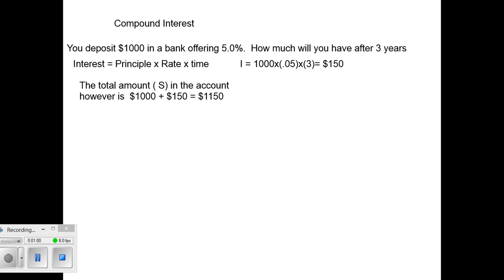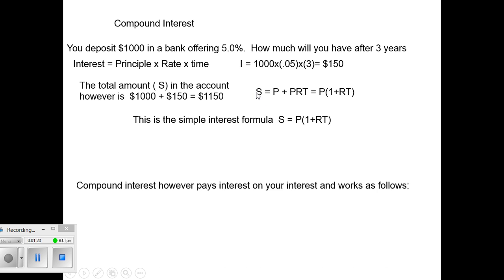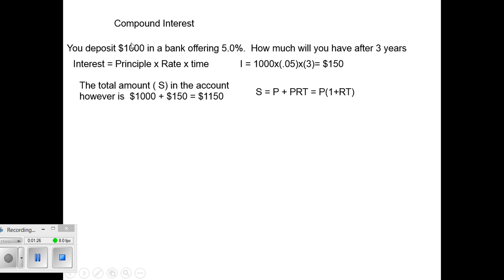Let's not forget you had $1,000 that you started out with. So in total, you're going to get back $1,150 after 3 years, that's $1,000 plus $150 in interest. Now that's the simple interest. So here's an equation which we can use. The interest, of course, is principal times rate times time, plus whatever you invest initially as the principal. S is the amount you have at the end of whatever period of time you're talking about.